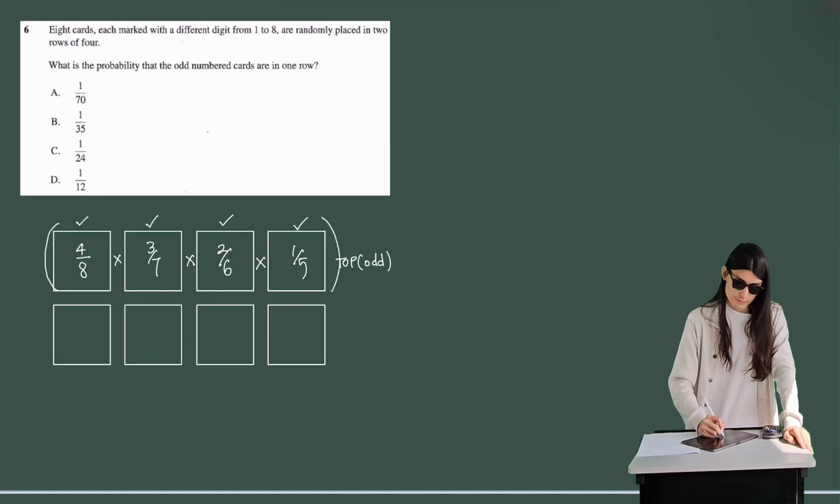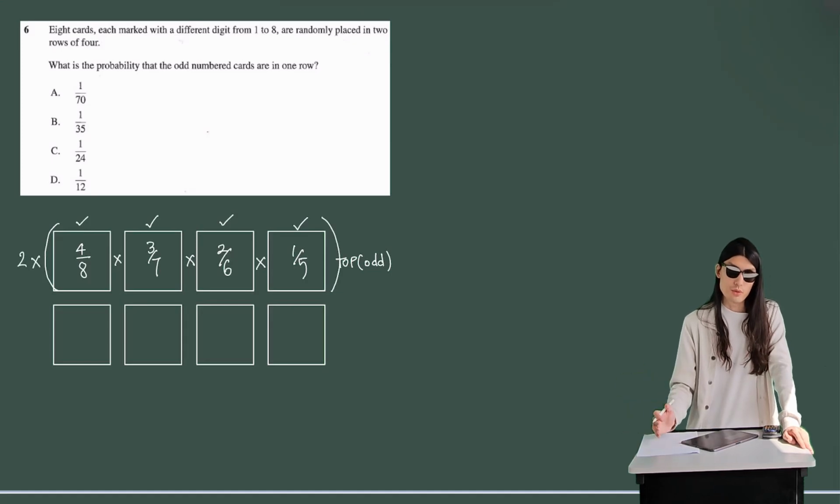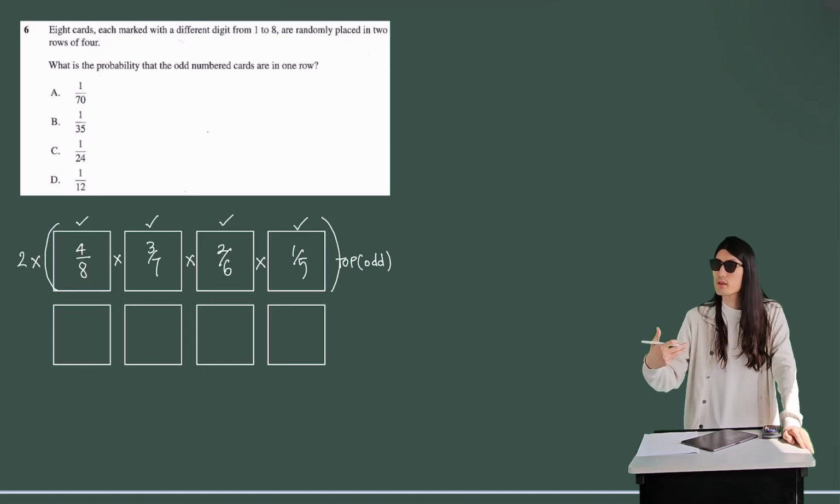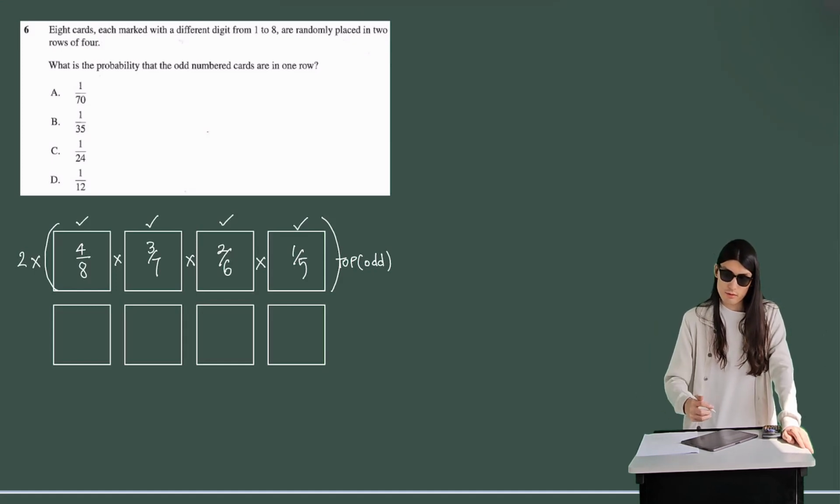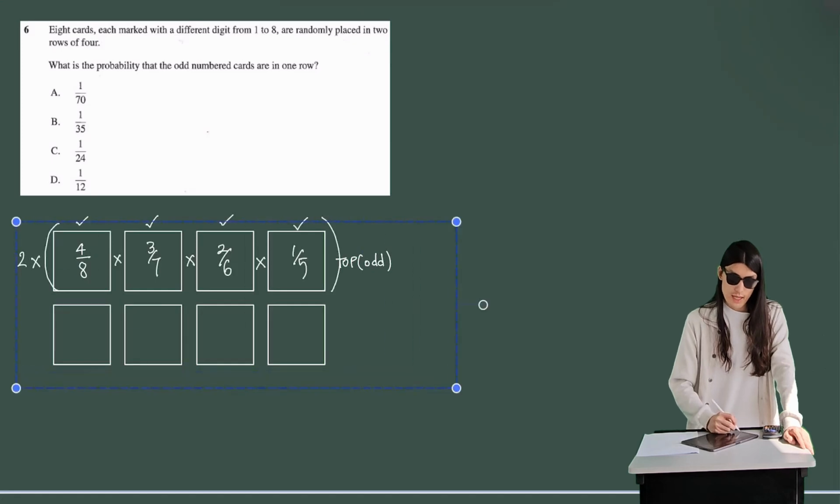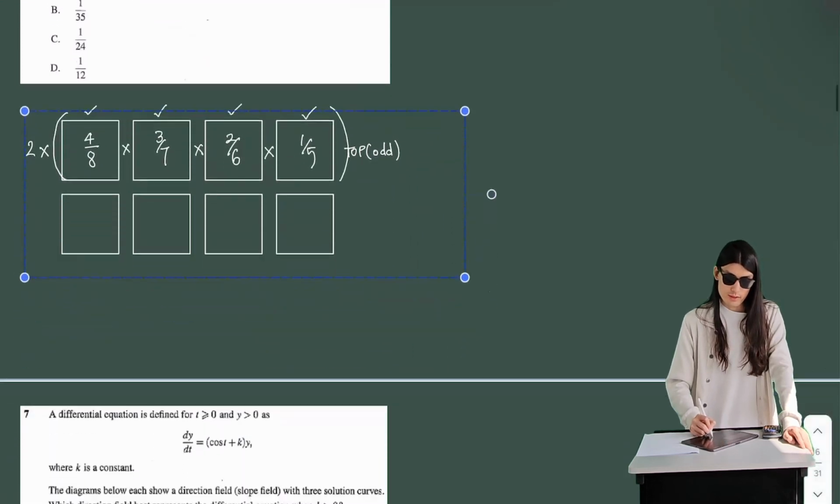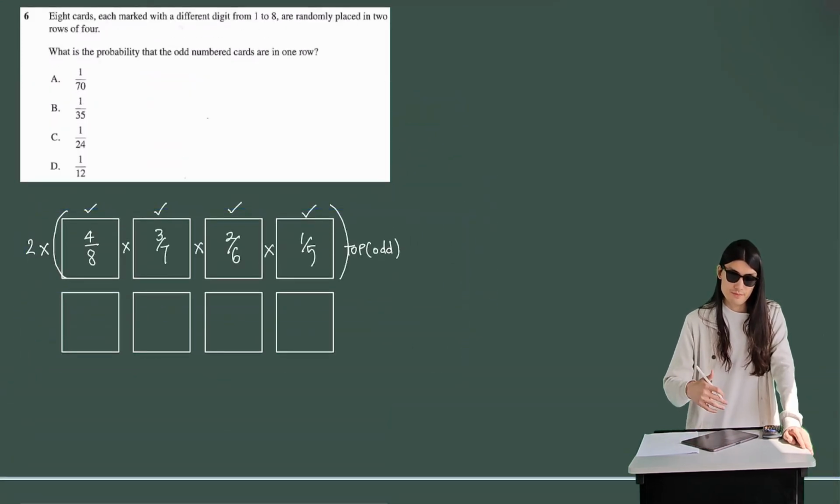this multiplied by 2, isn't it? Because you would add the probability of the top row being filled by odd numbered cards with the probability of the bottom row being filled by odd numbered cards. You would add those two probabilities to get the answer to the question, right?